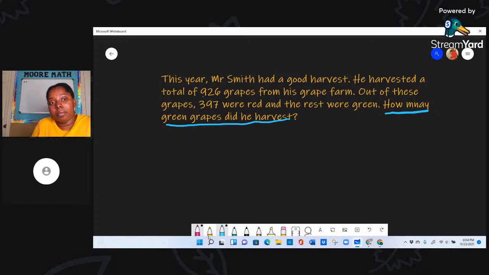Yeah, but what are these? Are they the red grapes? Are they the green grapes? Are they the total grapes? They're both grapes. Good. They're the total. So 926 is the total. Okay. And then what is 397? Are they the red grapes or the green grapes? The red grapes. Good. Okay. So how would we figure out what the green grapes are? You subtract. Good.